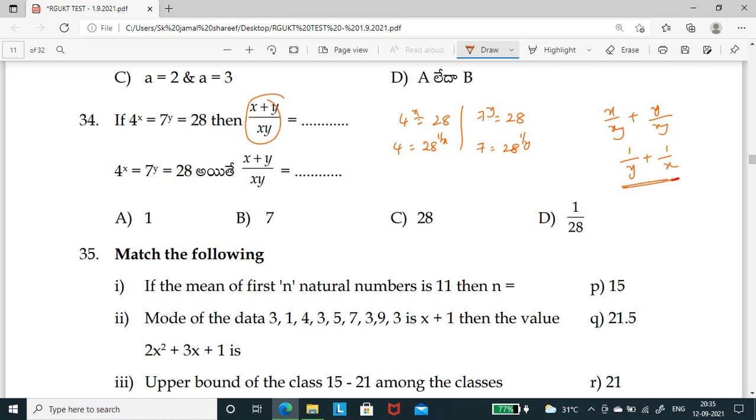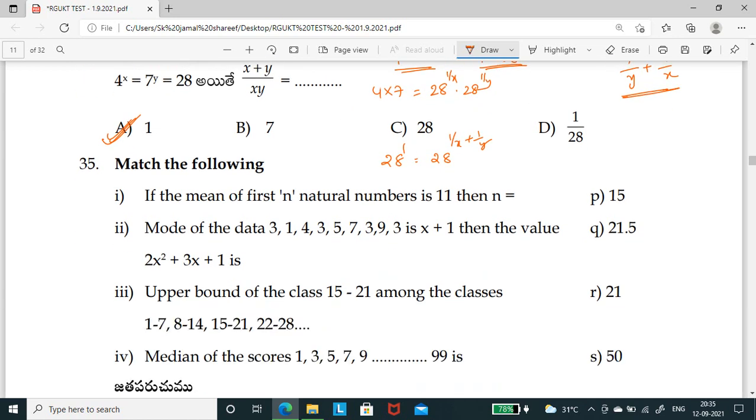To get this particular value, what I can do is multiply this and this. When I multiply, left hand sides will be multiplied with left hand sides and the right hand sides with the right hand sides. Then 4 sevens are 28, which is equal to 28 power (1 by x plus 1 by y). So 28 power 1 is equal to 28 power (1 by x plus 1 by y). So clearly 1 by x plus 1 by y is equal to 1. Right? Next, moving on to question number 35.